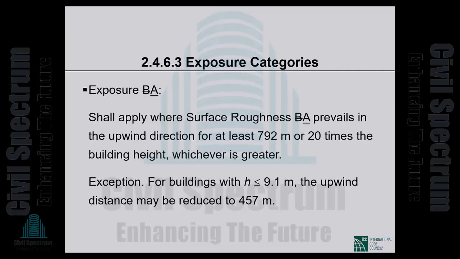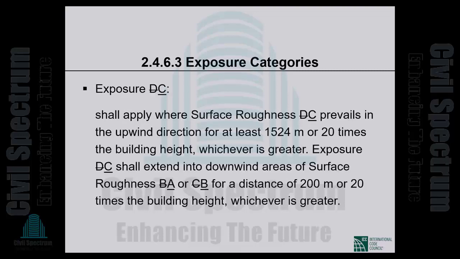Exposure A is defined here, exposure C is defined here, shall apply where surface roughness C prevails in the upwind direction for at least 1524 meters or 20 times the building height, whichever is greater. Okay, that's exposure C.